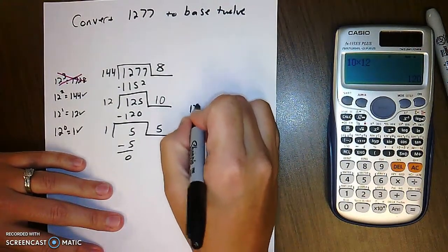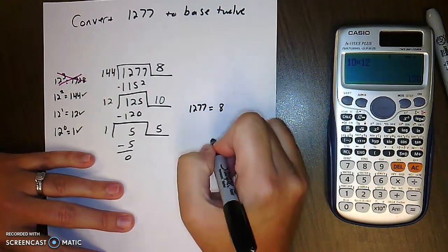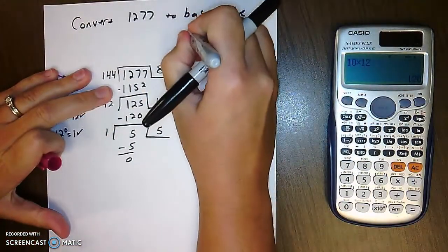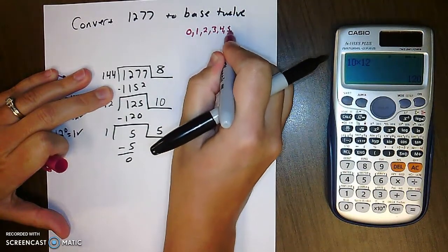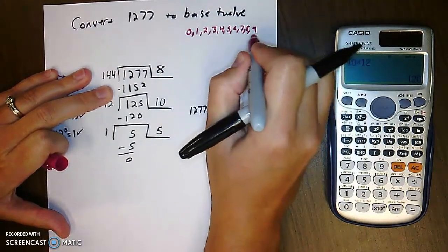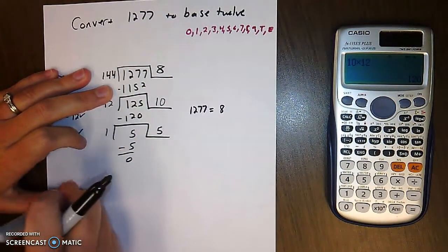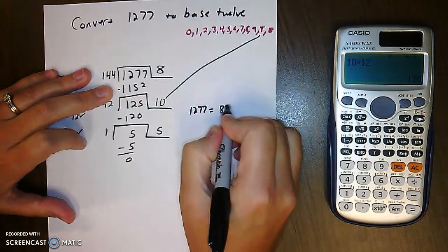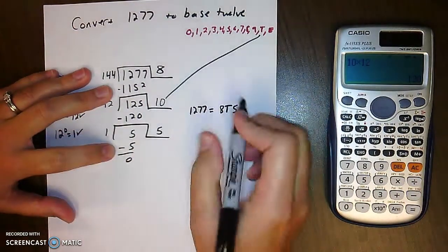So we've got 1277, which is in base 10, and it's going to be equal to 8. Oh, I can't use 10. Okay, so the base 12 digits, remember, are 0, 1, 2, 3, 4, 5, 6, 7, 8, 9. They do not have a base 10, so they use that letter T, and then they use that letter E, right? So instead of 10, I'm going to use the T letter, and then I can use my 5. So 8T5, base 12.